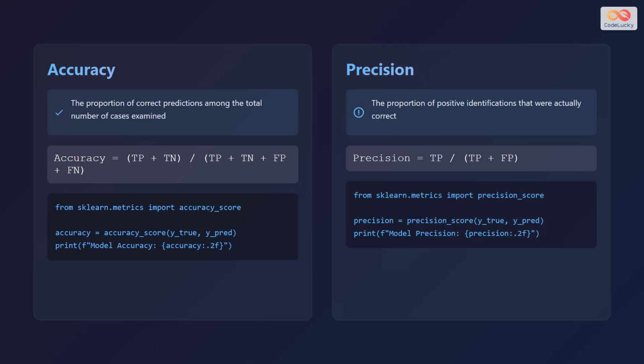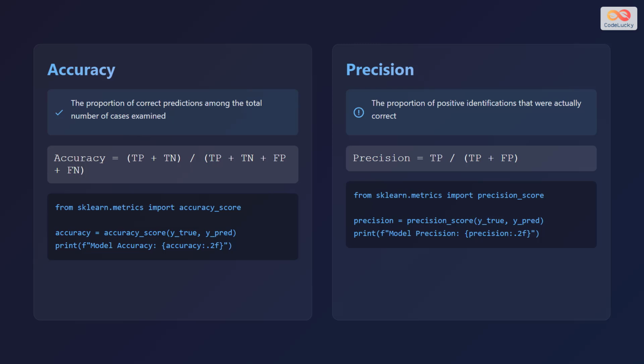Here's an example using scikit-learn library. From scikit-learn metrics, import accuracy score. Then, calculate accuracy using the accuracy score function with y_true and y_predicted as arguments. Finally, print the model accuracy, formatted to 2 decimal places.